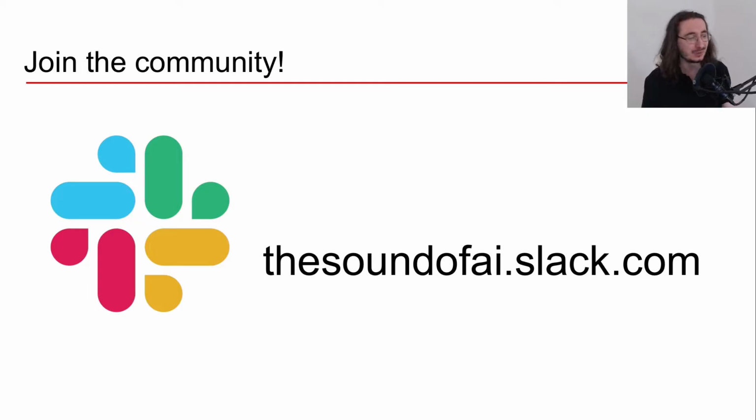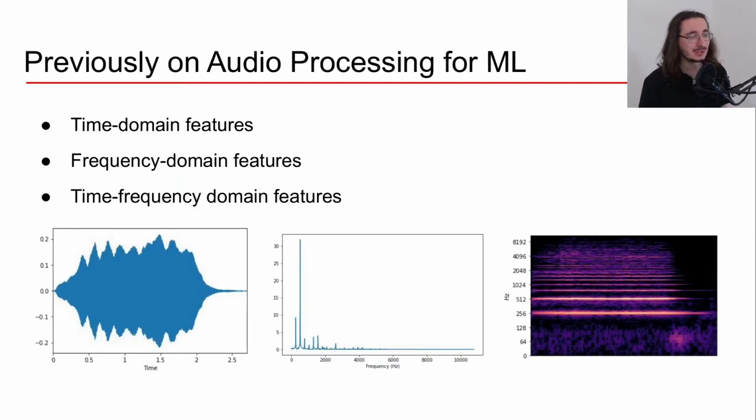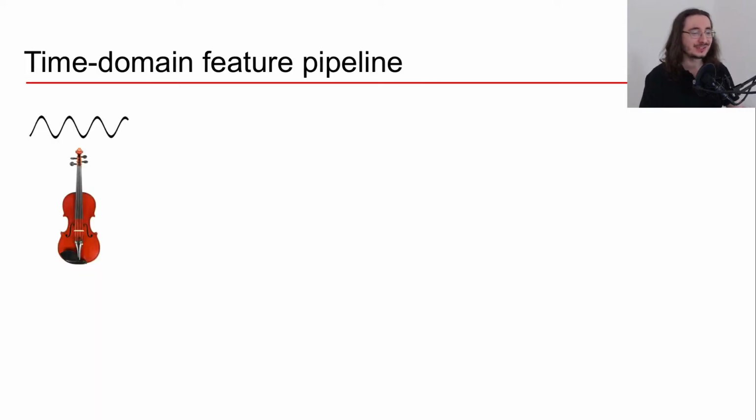Now, let's go back to the cool stuff. In the previous video, we took a look at a few different types of audio features. So time domain features, which live in the time domain, frequency domain features, which live in the frequency domain, and finally time frequency domain features, which are features that provide us with information both about time and frequency. Now, we want to take a look at the extraction pipelines that we can use to extract time and frequency domain features. So let's start with time domain features first.